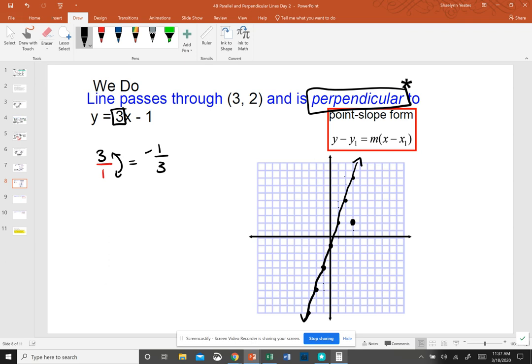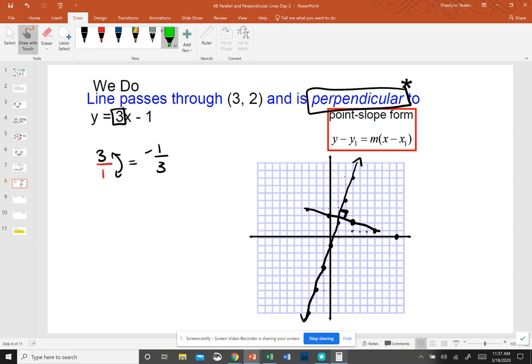Okay, so that means down 1, right 3. So I'm here. I want to go down 1, right 3. Down 1, right 3. Or I can go the other way, up 1, left 3. Up 1, left 3. Okay, so here's my pretty graph. And if you look, these look pretty dang perpendicular.